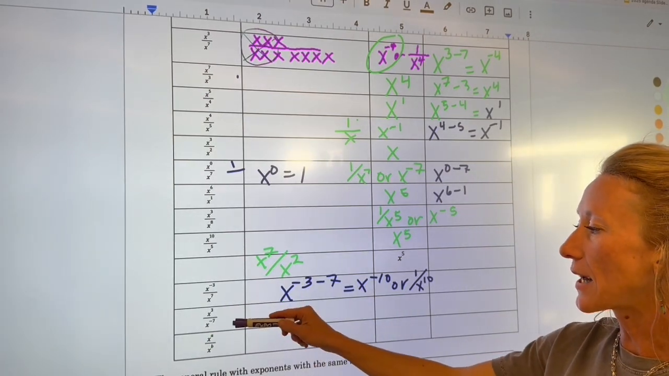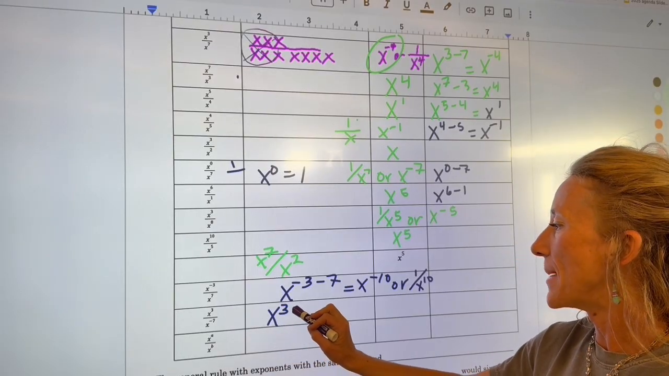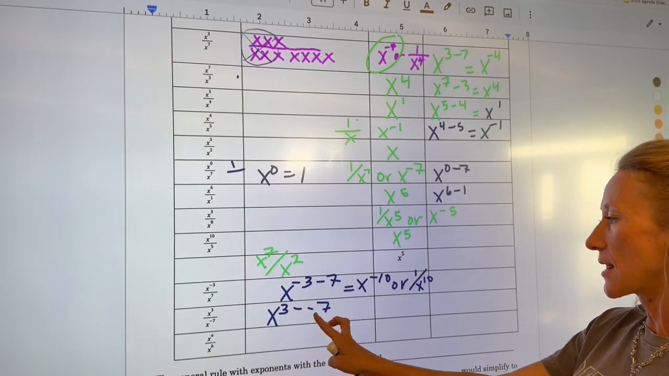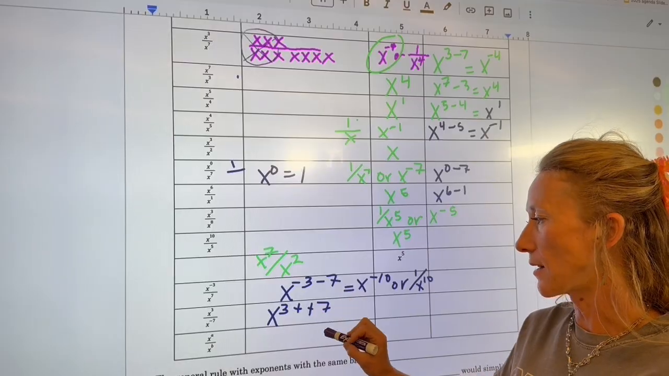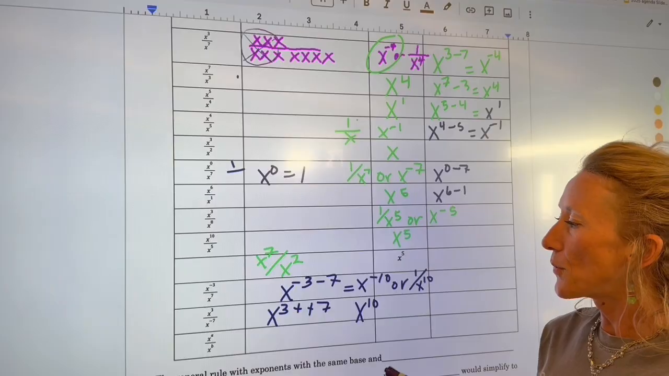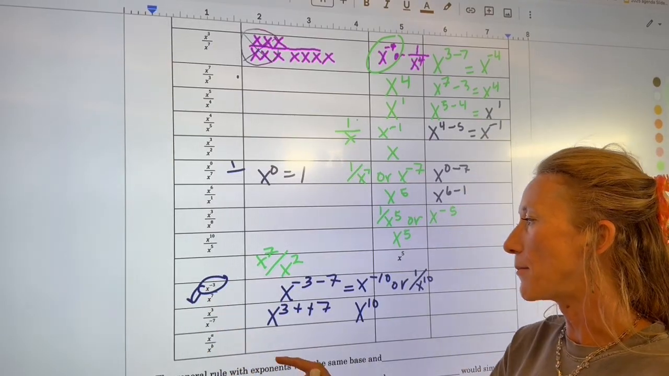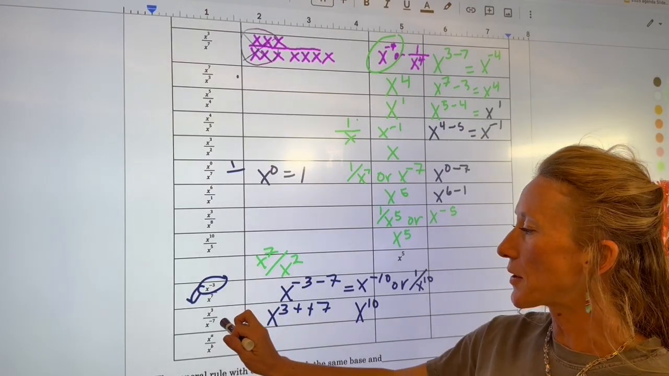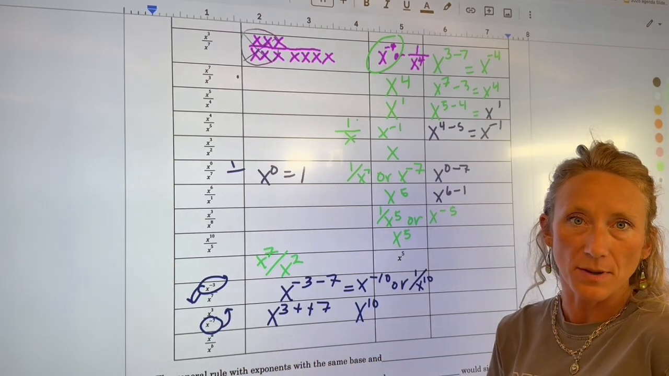The next one, let me erase this so you can see. This one has positive 3 and then negative 7 in the bottom. So you have x to the 3rd minus, and then it's a negative 7. If we write out that minus sign, you can see that this created a double negative, and 2 negatives turn to a positive. So this is x to the positive 10 power. Pretty cool. So what does this mean for us? Overall, when there's a negative in the numerator, it's going to go down to the bottom. You can see that all of the x's are in the bottom here. When there's a negative in the bottom, it moves up to the top and becomes positive.